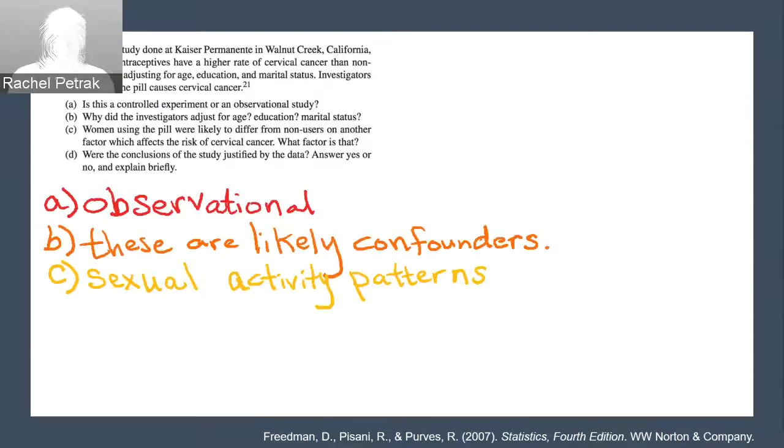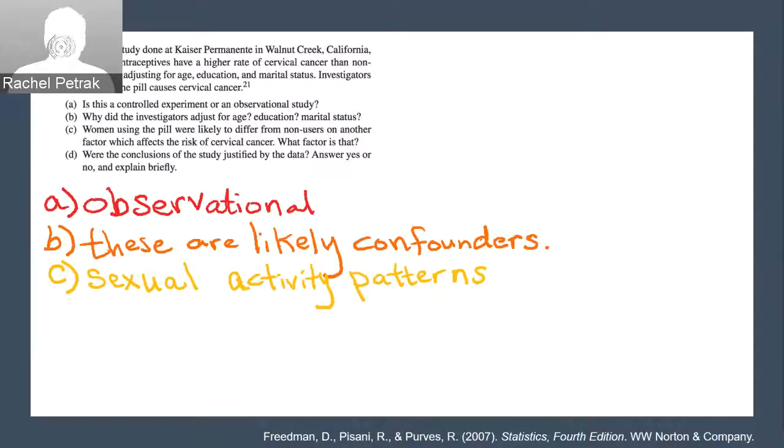So the point here is that if you came up with another factor for C, that's fine. The issue is with your reasoning for why you think that factor would explain the difference between users and non-users, and in a way that affects the risk of cervical cancer.